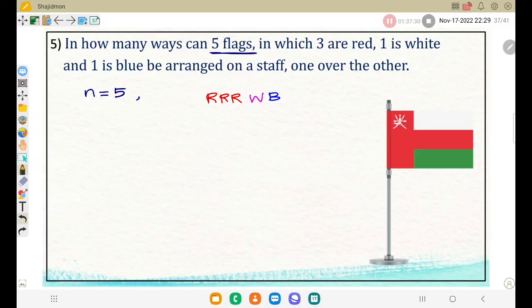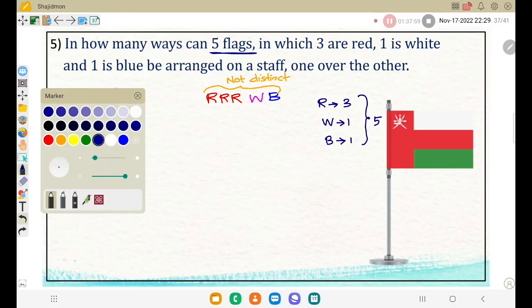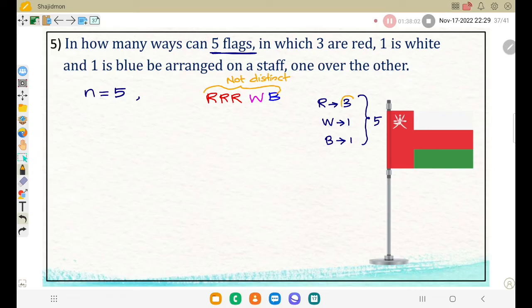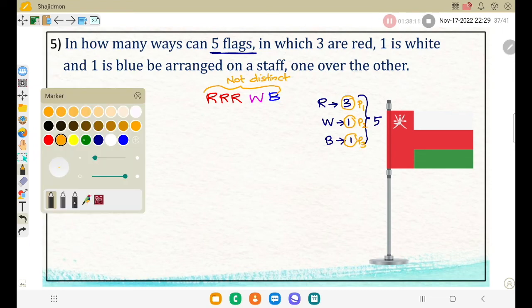Okay. You can see, is it distinct or not distinct? Not distinct, correct? Because R is coming 3 times, W coming only 1 time, blue also coming only 1 time. Correct? Totally we are having 5, n equal to 5. So you can see, R coming 3 times means this is P1. 1 time P2. 1 time P3. Because not distinct.